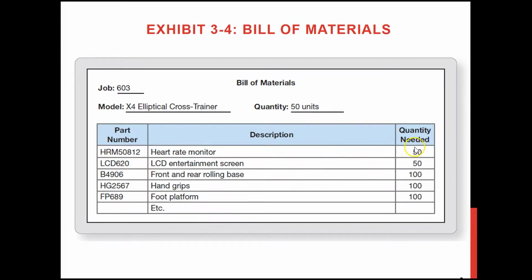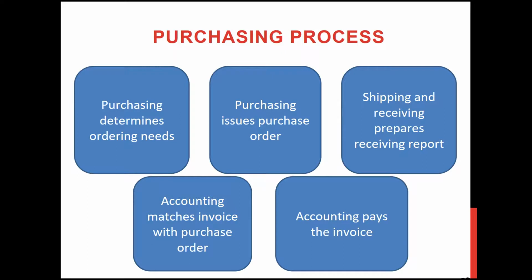And they will also identify how many of those raw materials they will need. That means the quantity of those raw materials. So this is how they will make a chart. We are talking about job 603 and the X4 cross trainer, where the company is producing only 50 units. They will identify all those raw materials. They have some code names, and they will also identify how many units they need to produce these 50 X4 elliptical cross trainers.